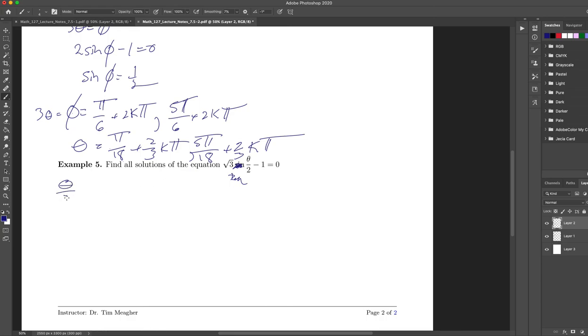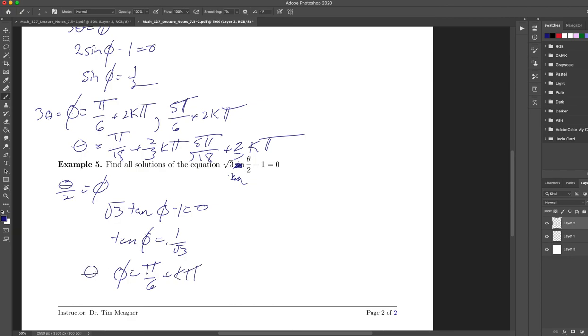We're going to have theta over 2 is equal to phi. So we're going to solve for square root of 3 tangent phi minus 1 is equal to 0. We're swapping this to a tangent so I can show you something different. That means tangent of phi is equal to 1 over square root of 3, or square root of 3 over 3, right? But 1 over square root of 3 is fine. That means phi is equal to pi over 6 plus k pi.